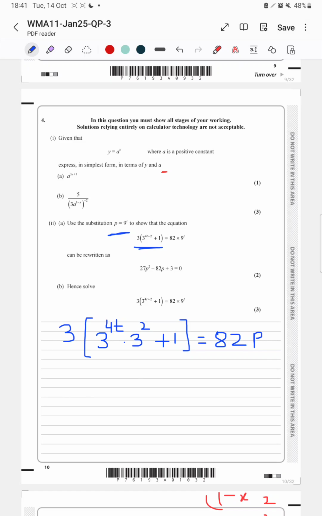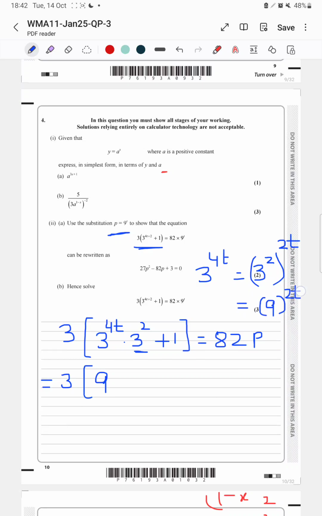Your steps should be very clear. So then it is 3, and 3 squared is 9. And 3 to the power of 4t, I can write as 3 to the power of 2 raised to the power of 2t. Why? Because I need 9 raised to a power. So here I got 9 raised to the power of 2t, which is equal to 9 to the power of t, whole squared. And 9 to the power of t is p, so this is p squared plus 1 equal to 82p.